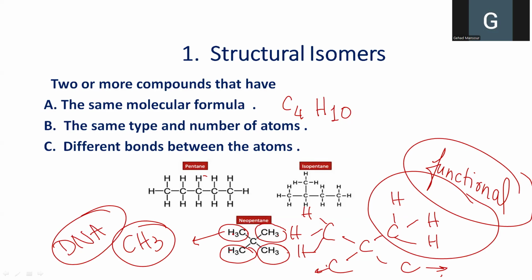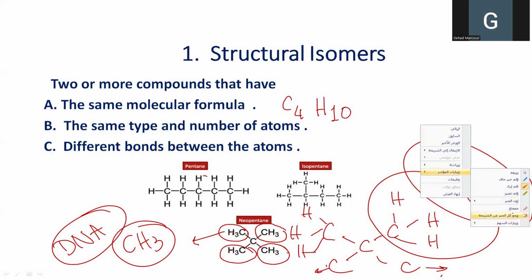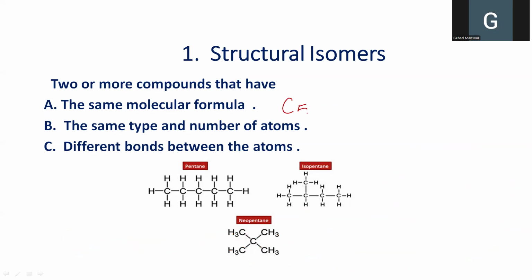Whereas in pentane, we have 5 carbon atoms, I'm sorry. We have 5 carbon atoms and 10 hydrogen atoms. So pentane, penta means 5. We have 5 carbon atoms and 10 hydrogen atoms. Here, isopentane is just an isomer of pentane, but we don't have a methyl group. Neopentane is another isomer of pentane.